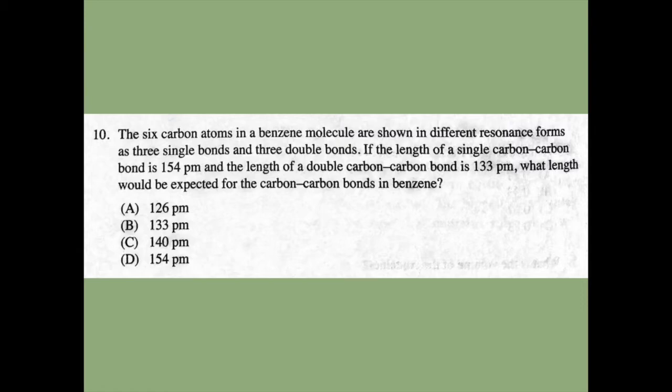Okay? If the length of a single carbon bond is 154 and the length of a double is 133 picometers, what length would be expected for the carbon-carbon bonds in benzene? So I actually in my head say, okay, I've got 3 single bonds plus 3 double bonds, so that's a total of 9 bonds there, divided by 6, so it's going to be about 1.33 if I'm doing my math correctly. So it's going to be somewhere in between the length of a single bond and a double bond. So if I look at all of these answers, I've got to be somewhere between a single and a double bond, which would give me the answer of C, 140 picometers.